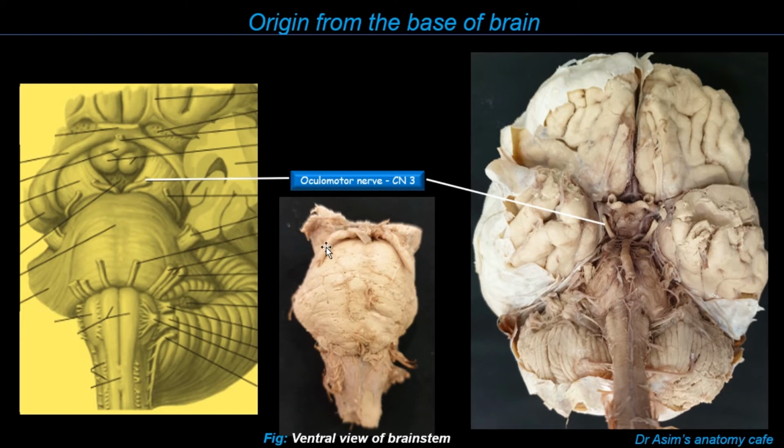This is actually a ventral view of the prosection of the brainstem. You can see the two peduncles of the midbrain over here. So this would be the region called the intrapeduncular fossa.